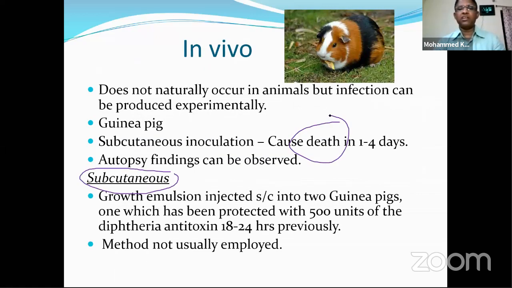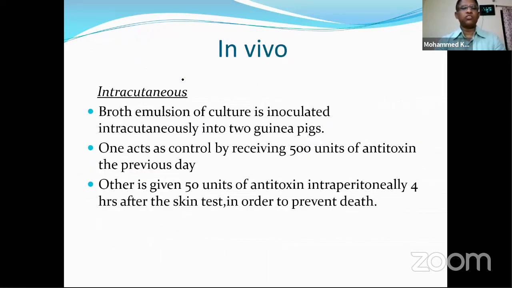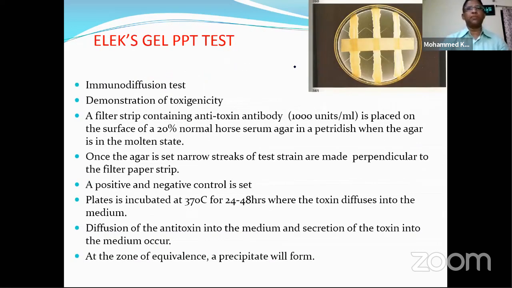As you can see, I've marked here that in the subcutaneous route, when you inject the toxin in a guinea pig, there's death, whereas in the intracutaneous route, there is no death. In vivo is when you do experiments inside the body. In vitro is something you do in your lab. So this is the Elek gel precipitation test. It's very, very important. It can come as an image-based question in All India, or it could be asked in viva.